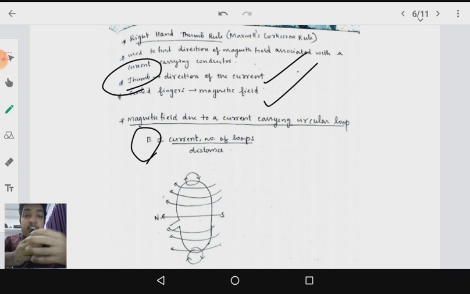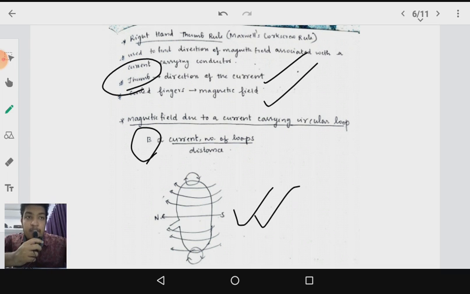So they can ask, if the distance is increased, what will happen to the magnetic field? It will decrease. If the current that is flowing through a circular loop increases, what will happen to the magnetic field? It will increase. If the number of loops increases, what will happen to the magnetic field? Again, it will increase. And also this diagram is important.